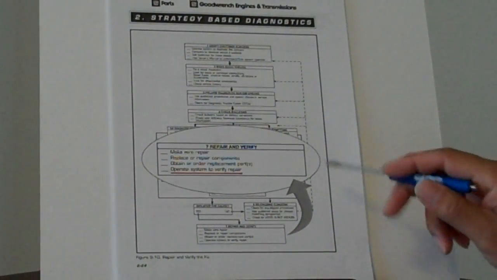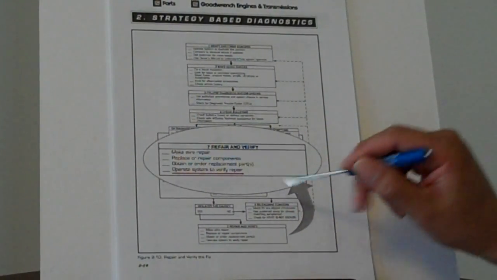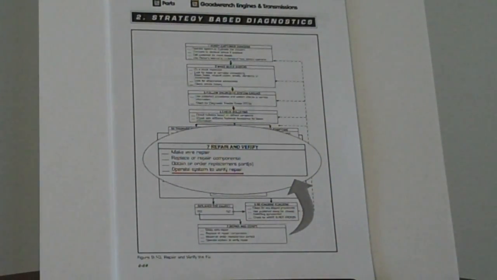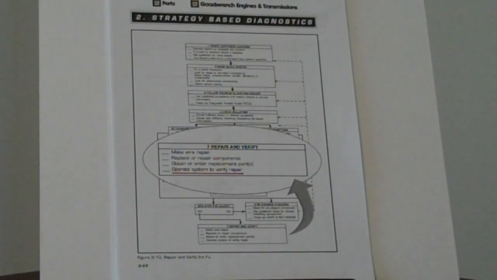Final two steps are to repair the problem and verify the repair. Operate system to verify repair. Now, according to a 2001 Chevy Malibu service manual, under general information, it states, after isolating the cause, make the repairs and validate for proper operation. Verify that the symptom has been corrected, which may involve road testing the vehicle. An important note here, it is not the responsibility of the customer to verify repairs.